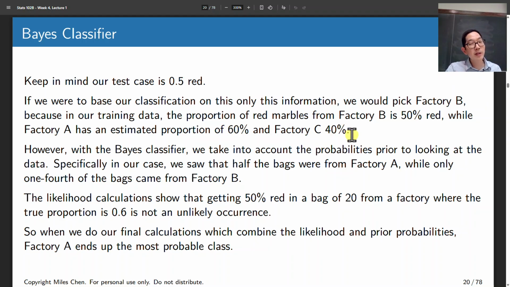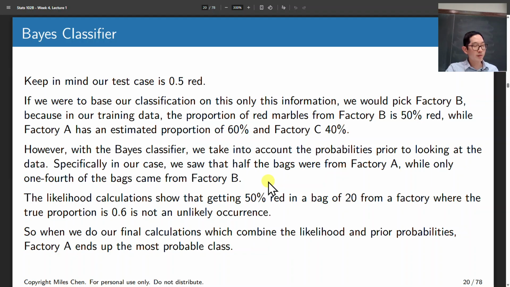But the Bayes classifier takes into account the prior probabilities, which said, when we looked at all of our bags, half of them came from factory A, okay? And only a quarter of them came from factory B. So when you take those two things into account, you get something in between, okay?